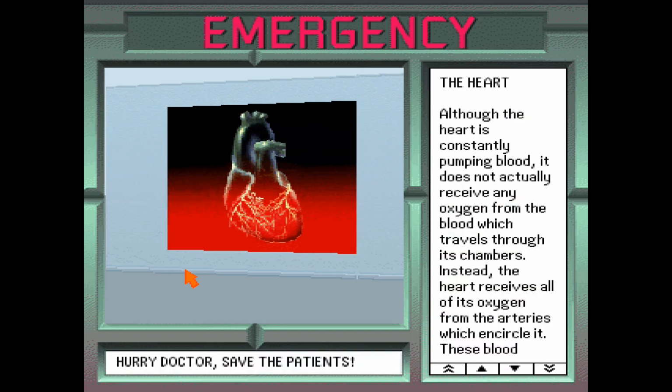The heart. Although the heart is constantly pumping blood, it does not actually receive any oxygen from the blood which travels through its chambers. Instead, the heart receives all of its oxygen from the arteries which encircle it. These blood vessels are known as the coronary arteries. This illustration shows the heart and the coronary arteries.